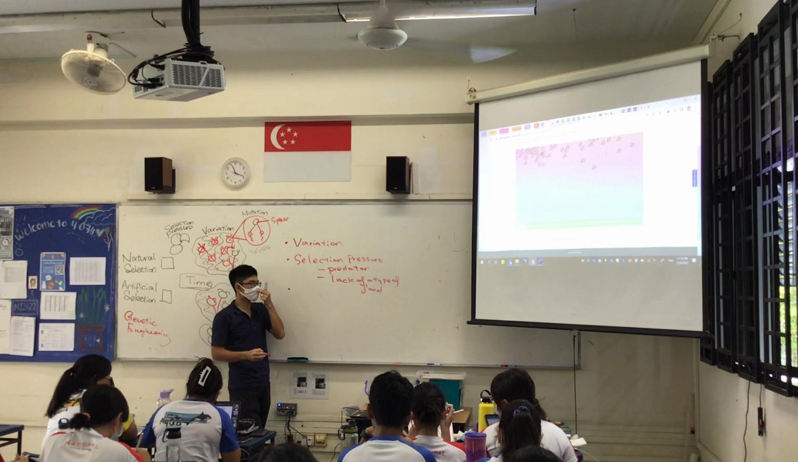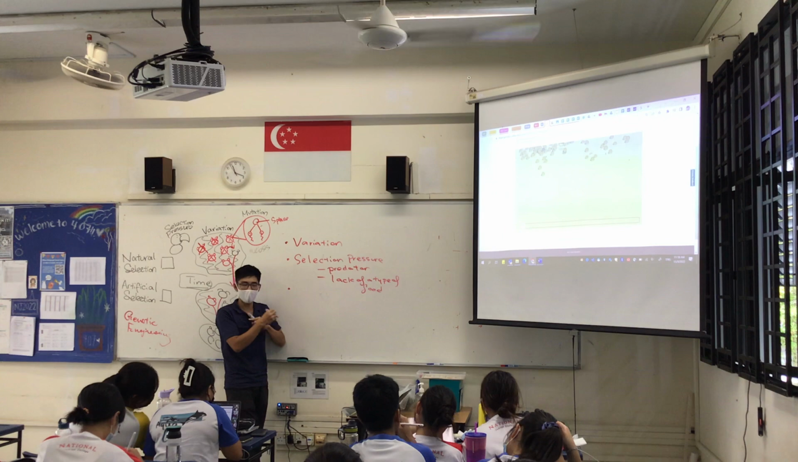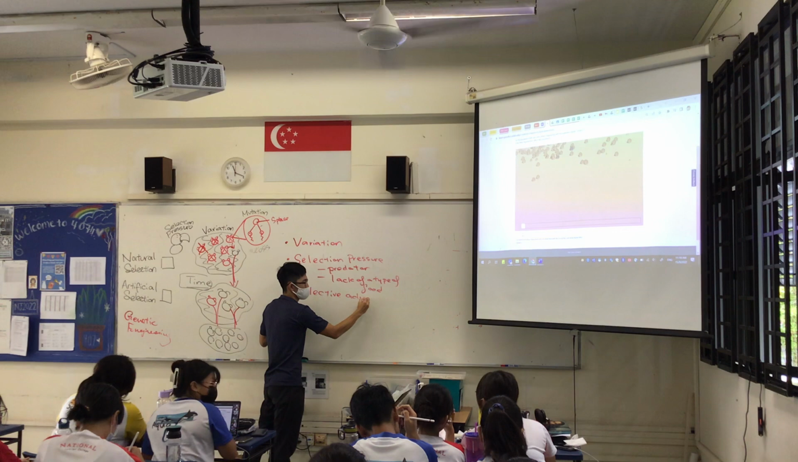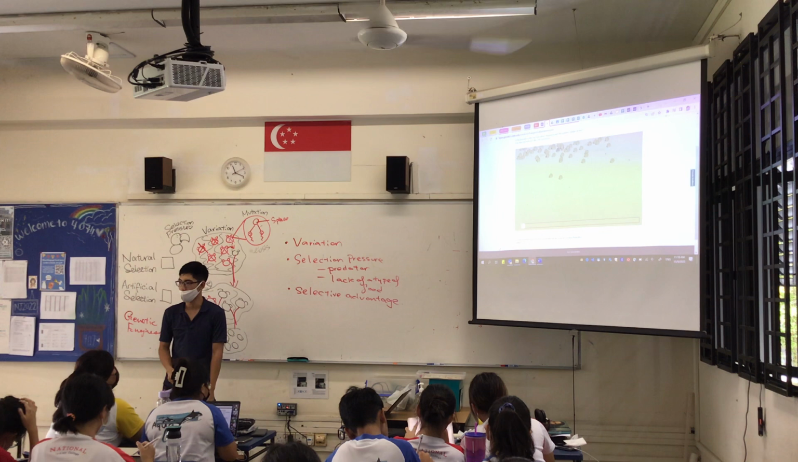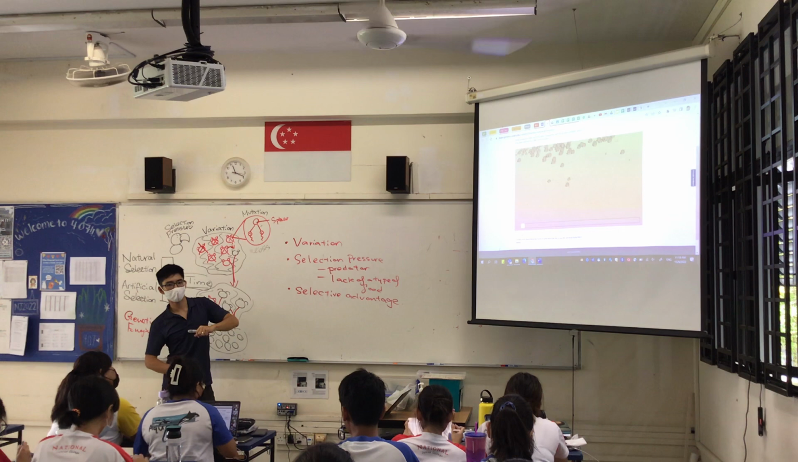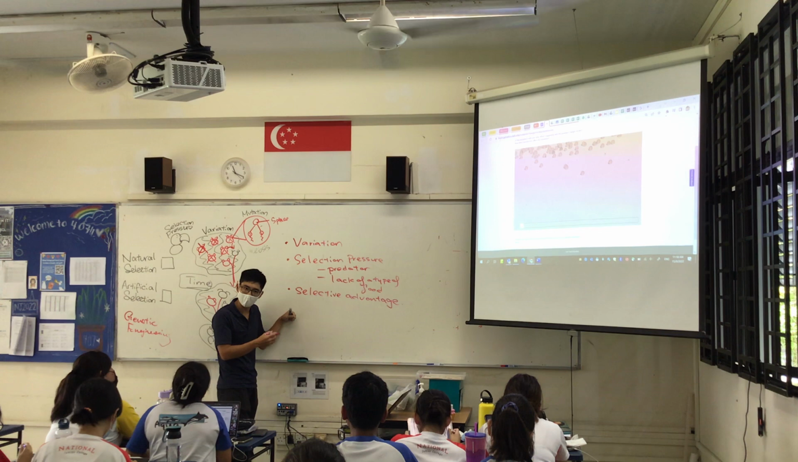Next, you notice that one trait seems to have an advantage over the other. The word you can use is called selective advantage. In this scenario, the mice with the black fur have a selective advantage over the mice with light fur. In the textbook, they call it differential reproductive success. But that leads to the next stage. You mean they define this as that? It looks like it's a very similar thing.